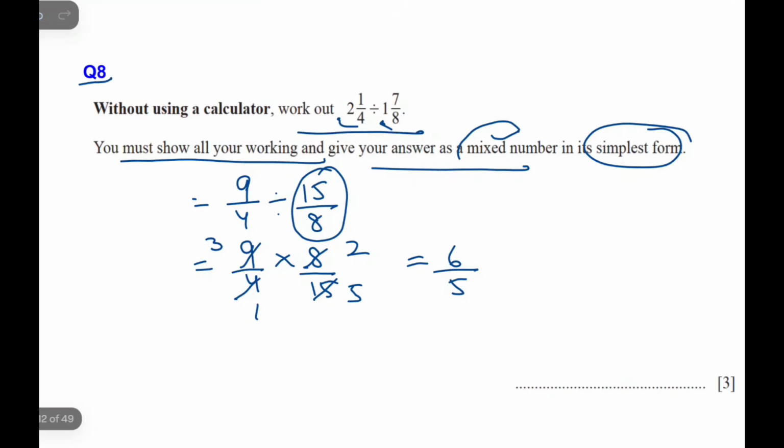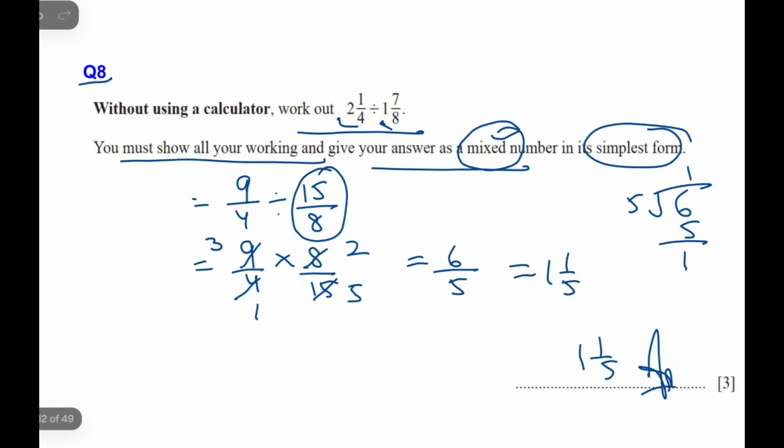Now we have to give our answer as a mixed fraction. So we'll divide 6 by 5. 5 ones are 5. We are left with 1. So this will be 1 1 upon 5. So 1 1 upon 5 will be our answer.